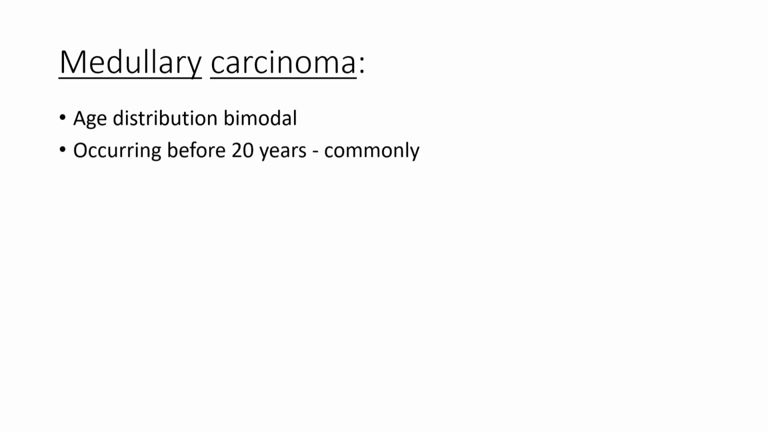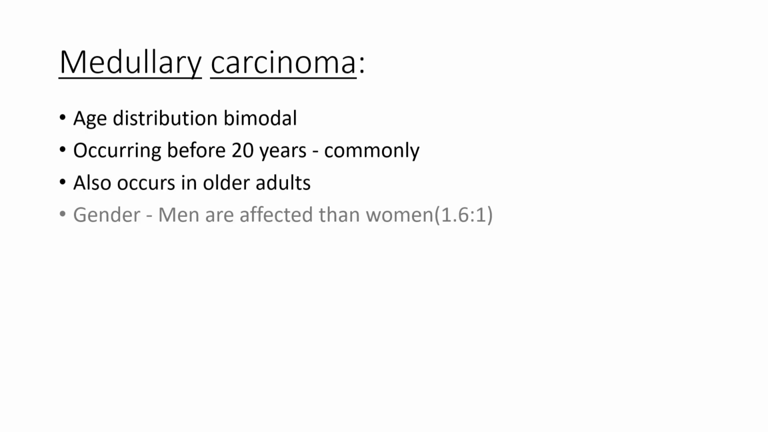Then according to classification, let's move on to the medullary osteosarcoma. Their age distribution is bimodal, which means it can occur in people less than 20 years of age and more than 50 years of age. The most commonly occurring age is less than 20 years of age. It can also occur in older adults.